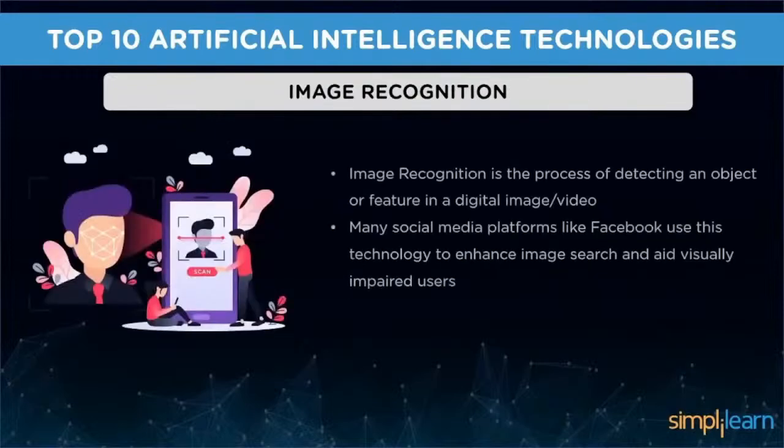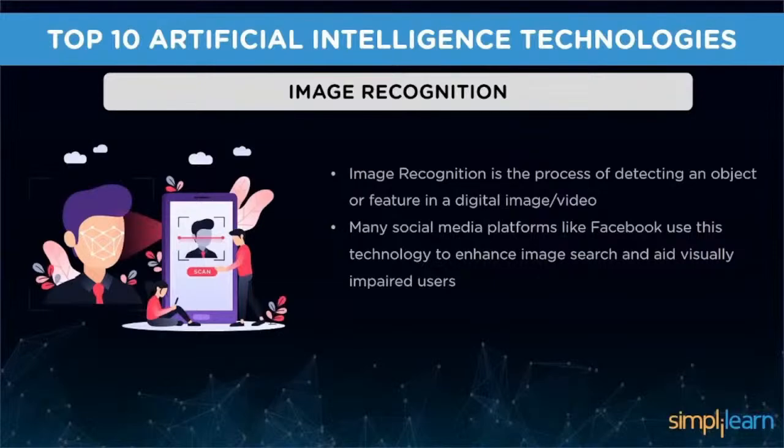At last, we have image recognition. Image recognition is the process of detecting an object or feature in a digital image or video. It can be used to analyze clients and their opinions, verify users based on their faces, detect license plates, and diagnose diseases.